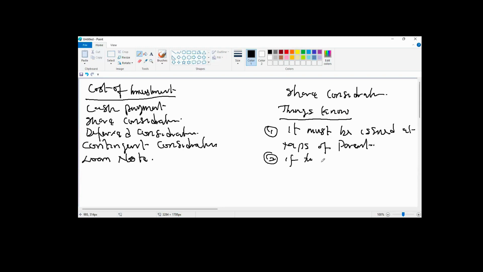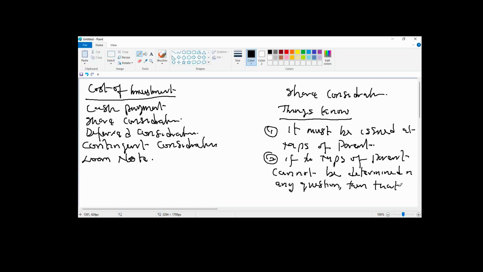Two, if the market price per share of the parents cannot be determined in any question, then that of the subsidiary should be used. That's the second.